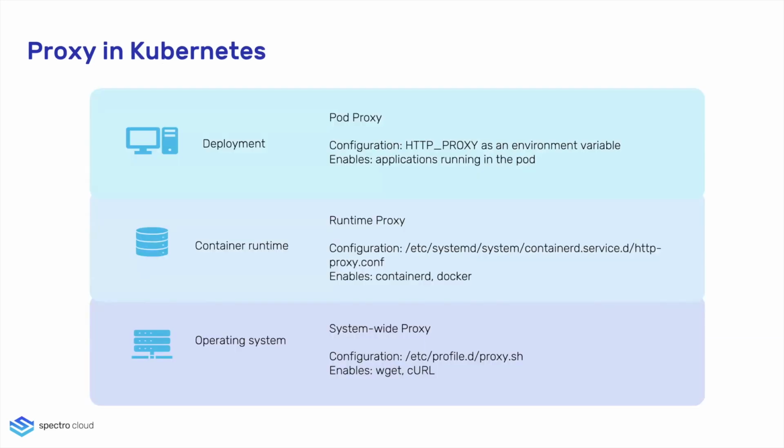All of these proxy configurations are available as environment variables, both inside the host and also in the pods running on these hosts. For example, in the Linux host, a system-wide proxy is set for all the Linux users by configuring the environment variables in /etc/profile.d. This would enable tools like wget and curl to reach out.